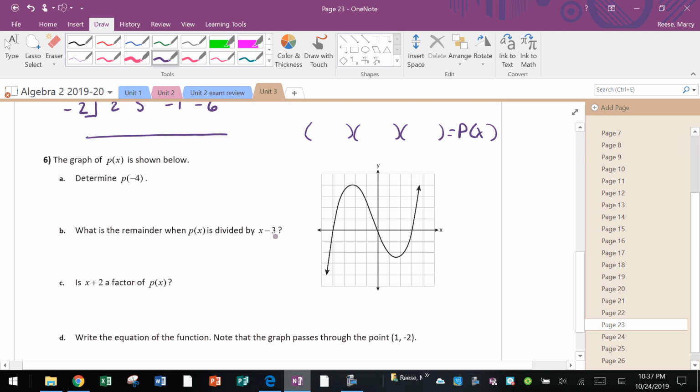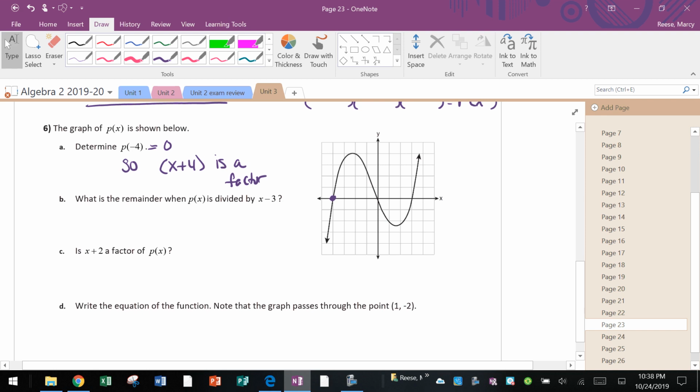I don't know why I said negative 3. I was looking at b. So, p of negative 4. So, go to where x is 1, 2, 3, 4. Right? And I have 0. So, x plus 4 is a factor. It has a remainder of 0, if I were to do the division.